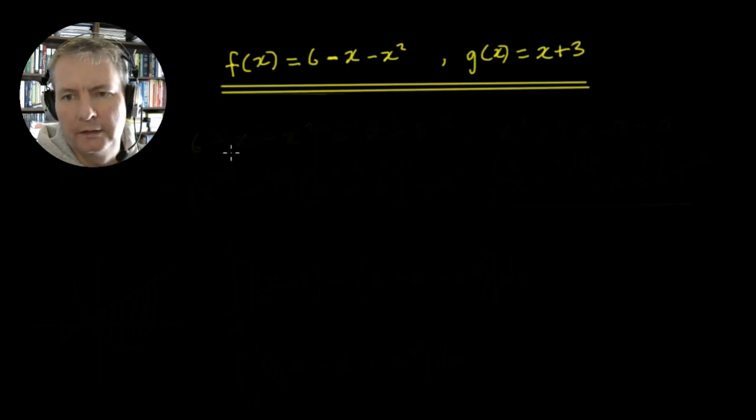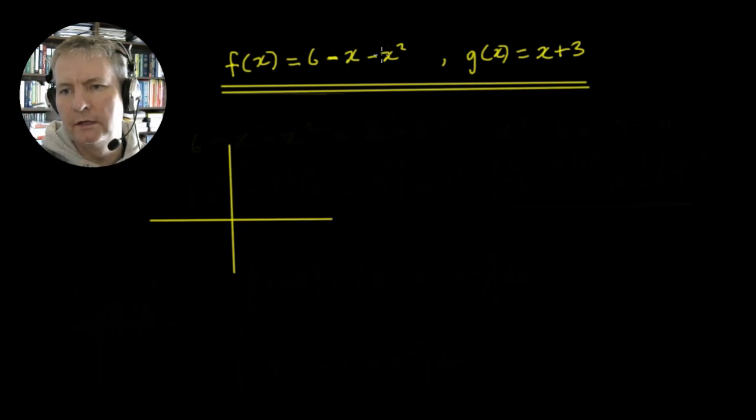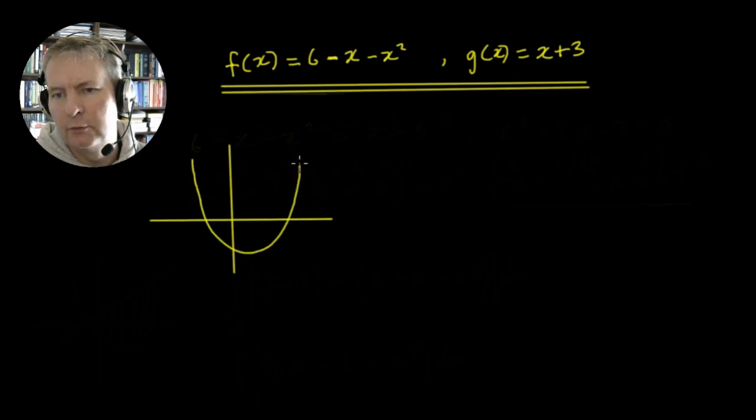So we'll do something like that here. We're going to have some function here. Now it's minus x squared, so we know it's going to sit like this. So we're going to have a minus x squared function. I don't know where it's going to sit, but it's just rough. It's going to be something like this.